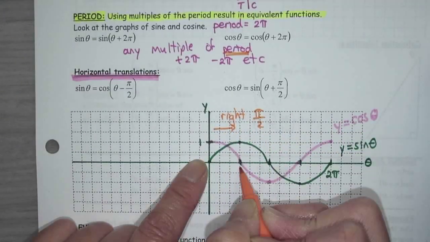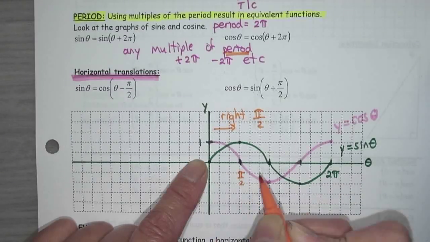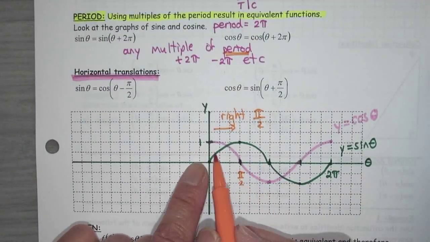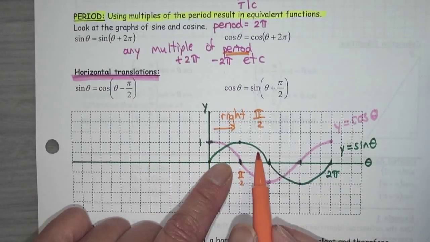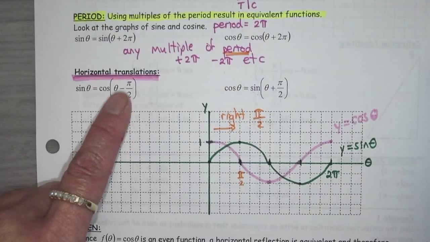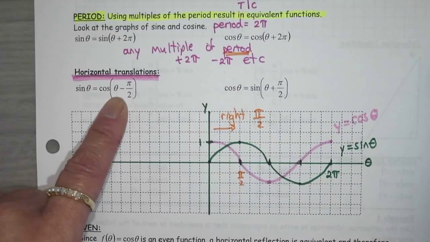pi over 2. Does that make sense? So that's pi over 2. So a cosine is actually equivalent to the sine graph if I moved it right pi over 2. That's what this is saying. The sine and the cosine would be the same if I moved the cosine right pi over 2.